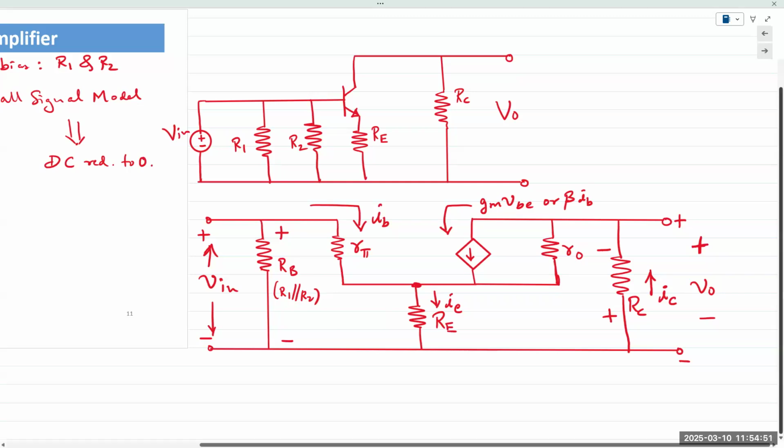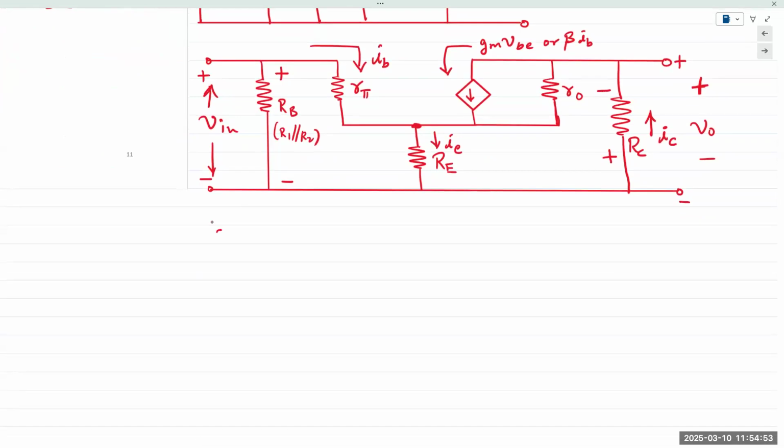So I can write Vin directly in terms of, so let's say apply KVL in the input loop. We have Vin is equal to IB r pi plus IE RE. Okay. Now the goal, of course, for us is to obtain the gain of the circuit.